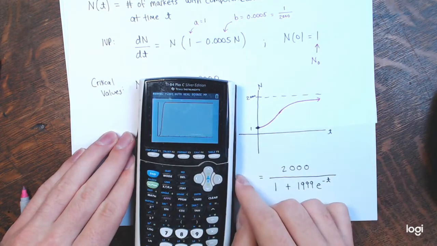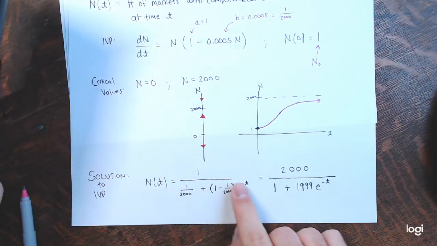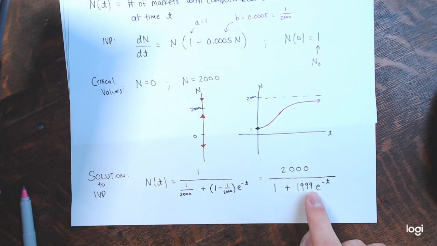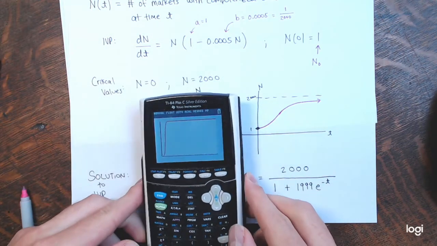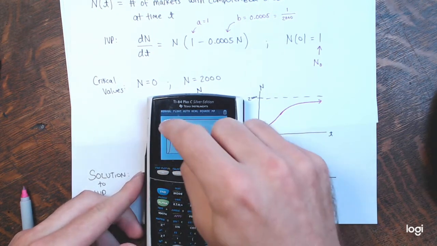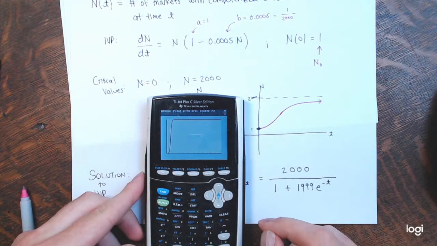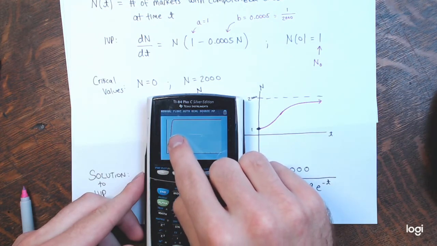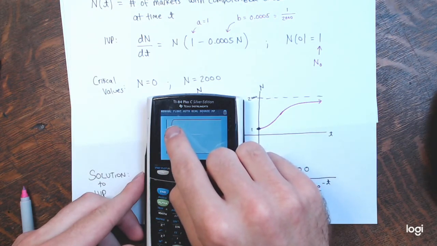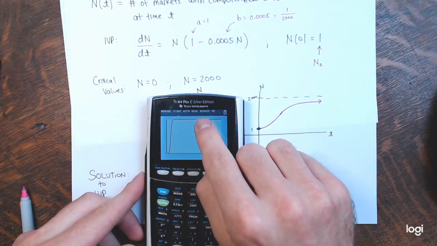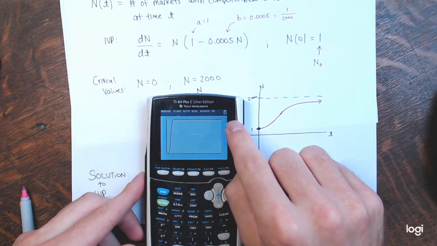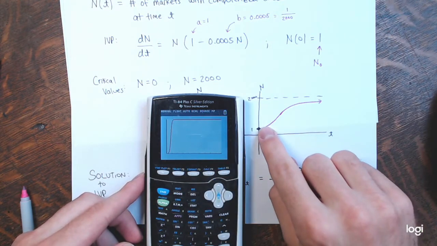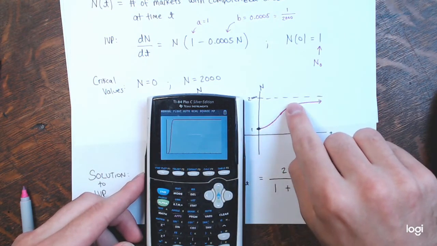So I put in y equals 2,000 divided by the quantity 1 plus 1999 e to the negative x. And the very top of this window is 2,000, and you can see again the graph increase, the number of stores increasing very rapidly early on, but then after time tapers off, levels off at this 2,000 level. Like I was drawing here, but much steeper.